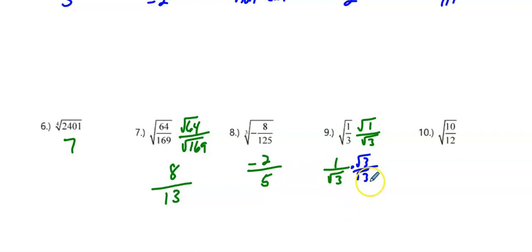So 3 times 3 is 9. The square root of 9 is 3. So now no radical in the denominator. We never want a radical in the denominator. Never, ever, ever. So our answer is the square root of 3 over 3.